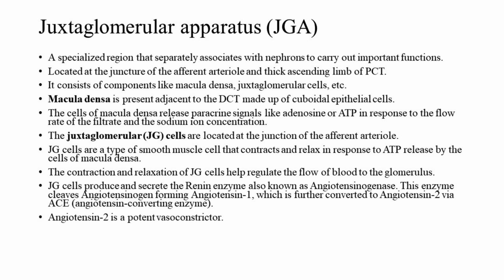The juxtaglomerular, JG, cells are located at the junction of the afferent arteriole. JG cells are a type of smooth muscle cell that contracts and relaxes in response to ATP release by the cells of macula densa. The contraction and relaxation of JG cells help regulate the flow of blood to the glomerulus. JG cells produce and secrete the renin enzyme, also known as angiotensinogenase. This enzyme cleaves angiotensinogen, forming angiotensin I, which is further converted to angiotensin II via ACE, angiotensin-converting enzyme. Angiotensin II is a potent vasoconstrictor.